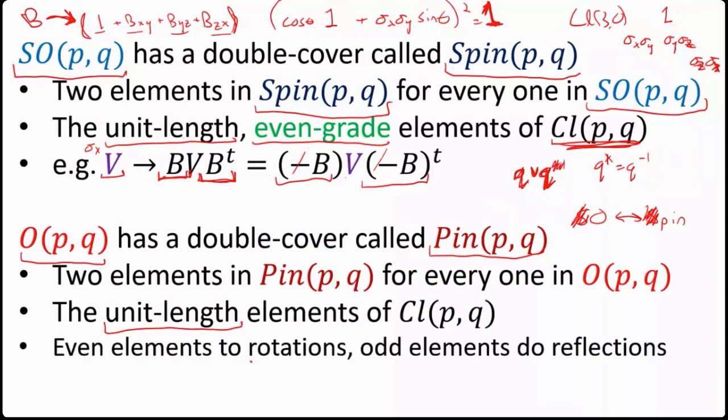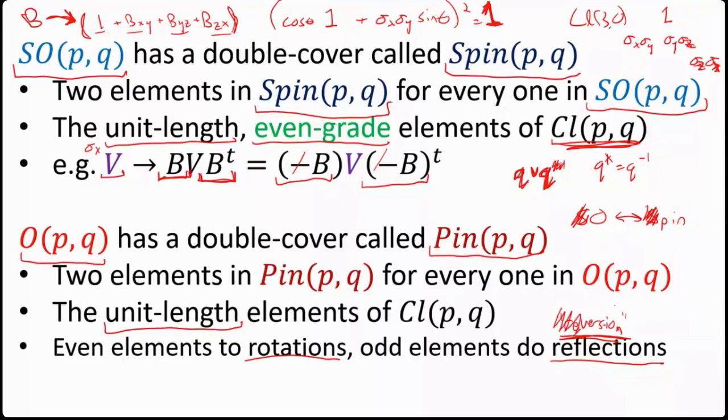So you can have odd elements as well, and they do reflections. The even elements do the rotations, and then the odd ones, I guess I'll call them reversions, because they can be reflections plus rotations at the same time. I think that's called a reversion. But actually, it seems to me that reversion is actually a scaling plus reflection.